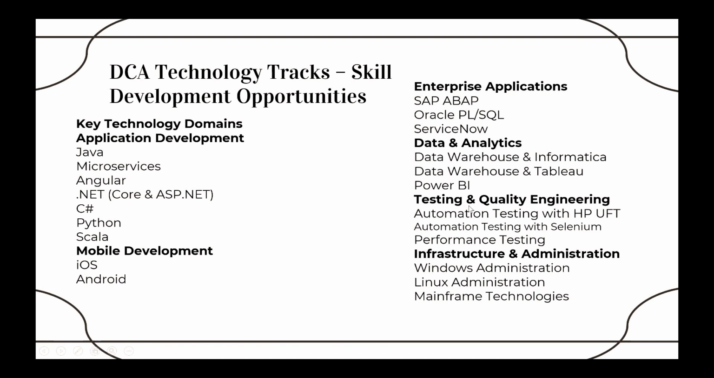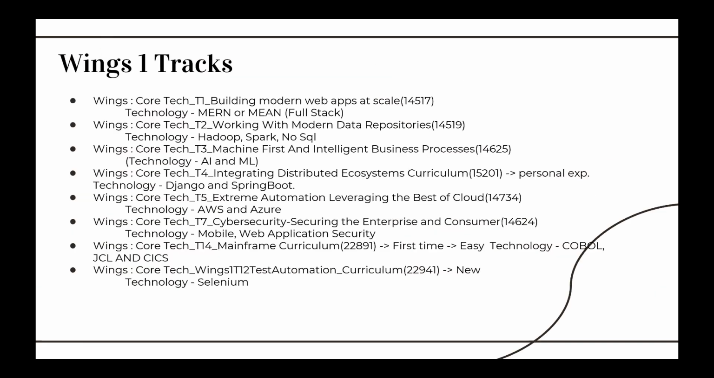If you are from testing background, if you are a tester, then also you have a chance to create the DCA tech track. So you can choose either of these three. If you are from infrastructure and administration, then you can choose among these three. So most of the technologies are covered here, irrespective of which background you come from, be it tester, development, infrastructure, administration, data analytics, any background you come from, you have one technology which is covered here. So you can choose and continue your digital milestone journey.